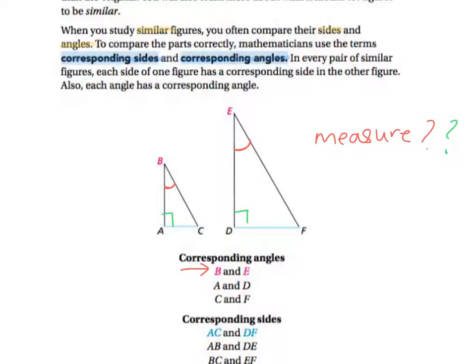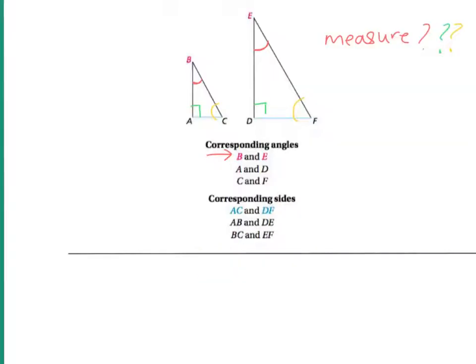And angle F corresponds to angle C. Does that look like they're the same measure? Likewise, we're going to start to look at the sides of the triangles further. So side AC corresponds to DF. It's in the same position on an image of the original.